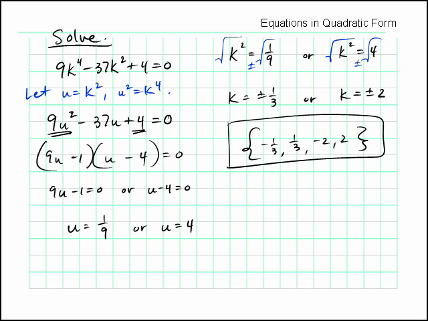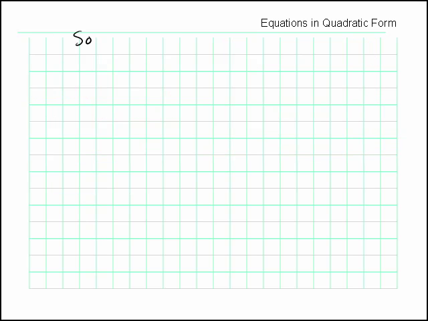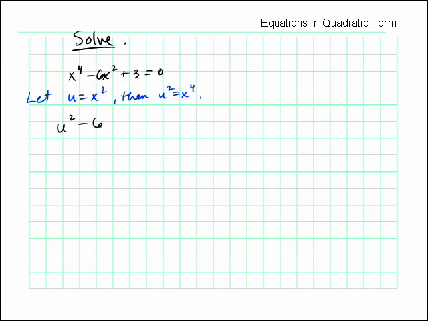Okay. Let's try one where the solutions tend to be a little trickier. We have the equation x to the fourth minus 6x squared plus 3 equals 0. Just like the last three examples, I'm going to let u equal x squared, then u squared will be x to the fourth. So it starts off just like the others, and I can rewrite this equation as u squared minus 6u plus 3 equals 0.